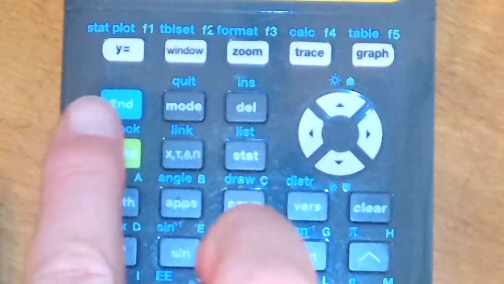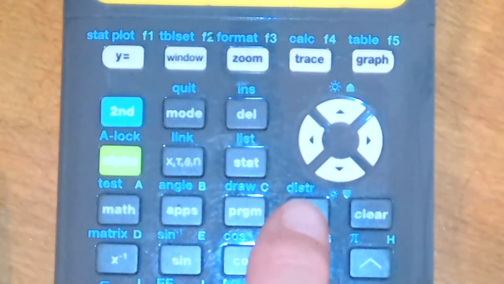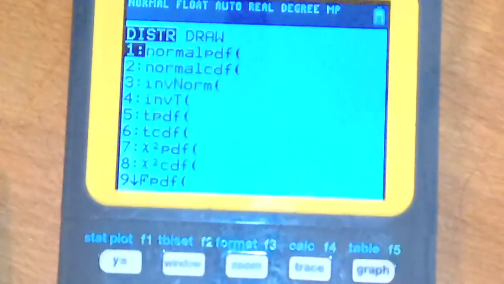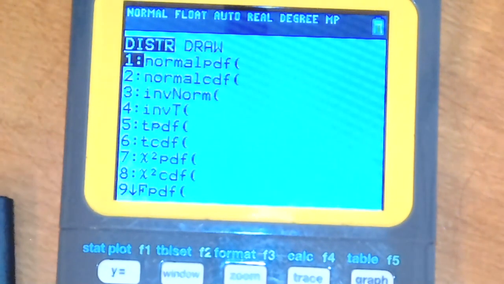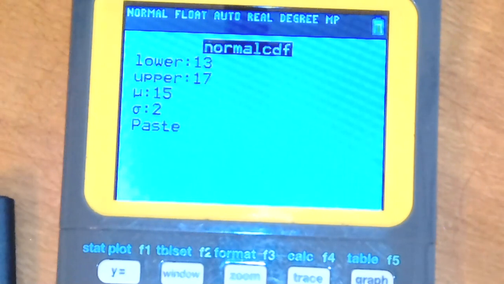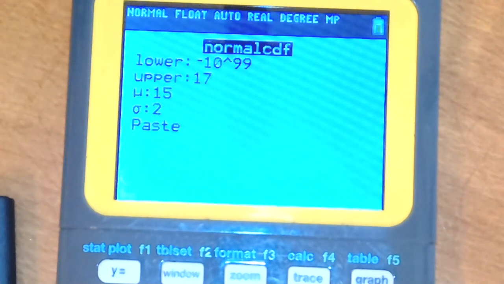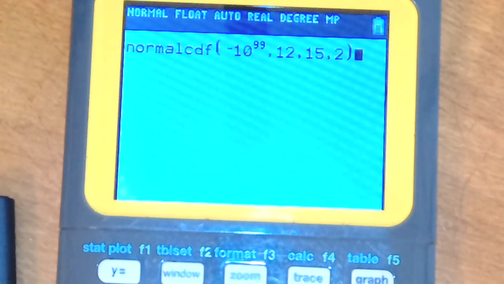So for this, again, I'm going to press on the calculator second and vars for distribution. I'm going to come here to number 2, normal CDF, and this time I'm doing the lower bound, which is negative 10 raised to the 99. My upper bound is 12. My 15 and 2 are going to stay. Okay. I'm going to get that answer.